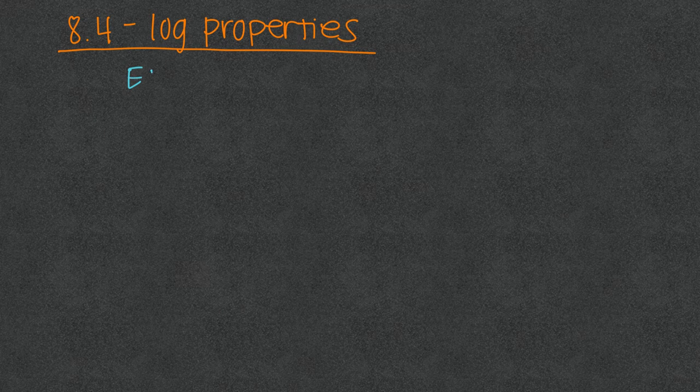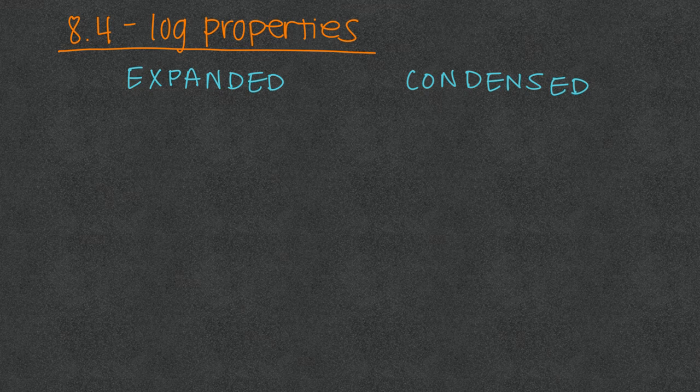Okay, 8.4 is over the log properties. This was a super short lesson. All we did was go from expanded form to condensed form. Expanded to condensed form. And remember, we could go back and forth.